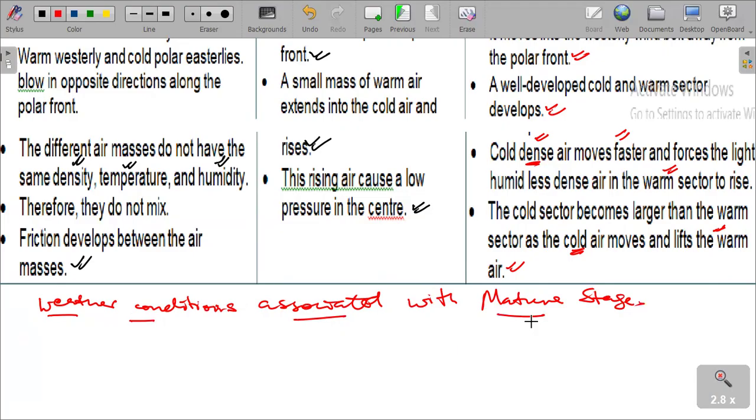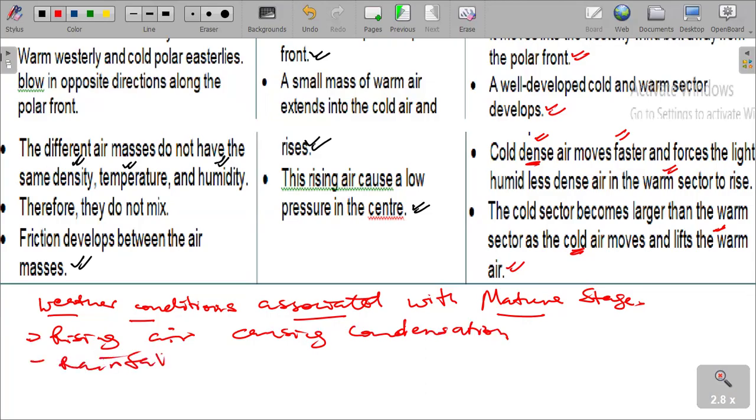In that case, I want you to know that there are specific weather conditions that are associated with it. There is rising air along the front that leads to condensation and cloud formation, which also results in what? In rainfall. We have rising air causing condensation, which is the cloud formation, and then we have rainfall. Then the rising air causes the pressure in the center of the mid-latitude cyclone also to drop further.